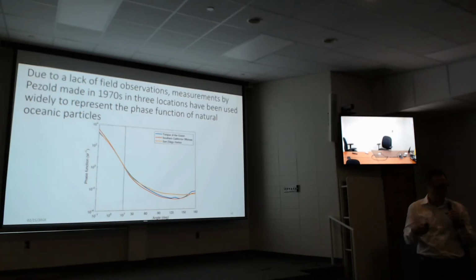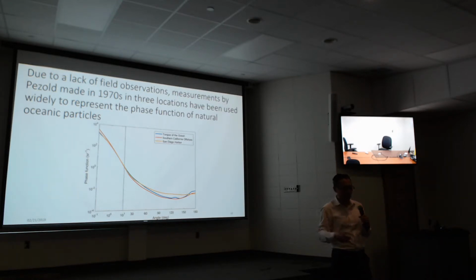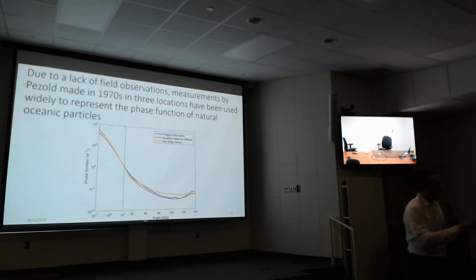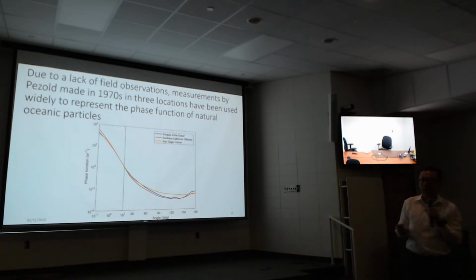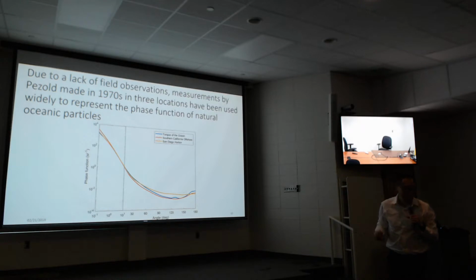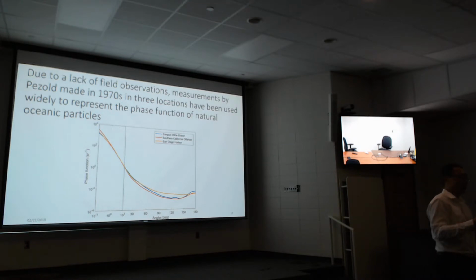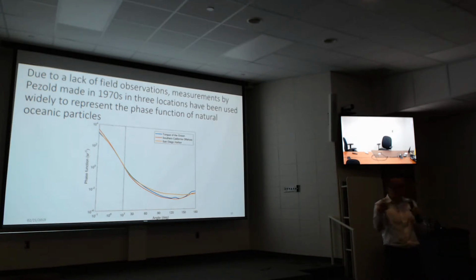Because of this, there are only a few measurements, and before 2000, or in the 20th century, most people studying those particles used only Pedal's measurement and assumed it was representative of the particles in the ocean everywhere. Pedal measured this in three locations: the Tongue of the Ocean, Bahama Islands, and Southern California offshore and San Diego Harbor. Many people pick one location, or average those, or use it as representative of the particles. Apparently this is not good enough.